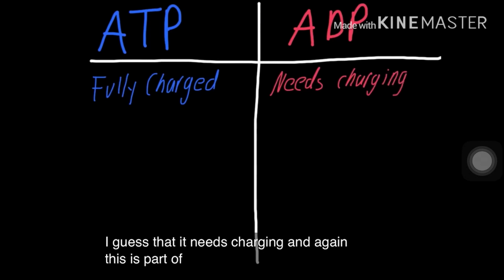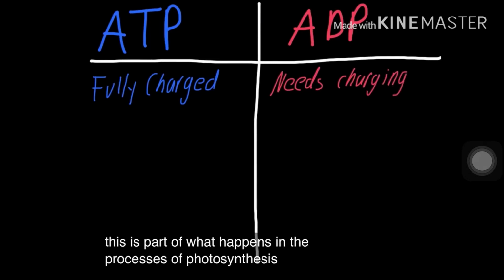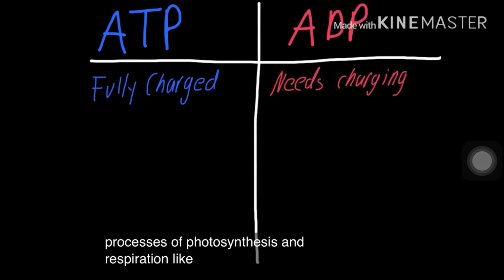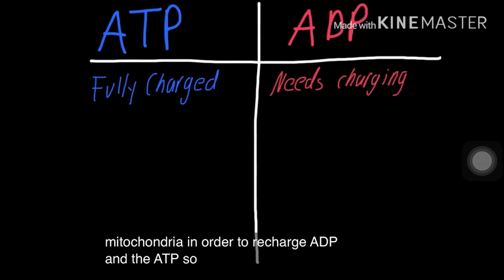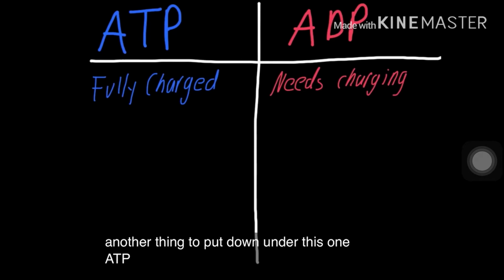And again, this is part of what happens in the processes of photosynthesis and respiration. Eventually, what the cell's going to do, the plant cell, is it'll use some of the glucose that's made in photosynthesis at the mitochondria in order to recharge ADP into ATP, so it can be used again. Another thing to put down under this one, ATP has three phosphates.